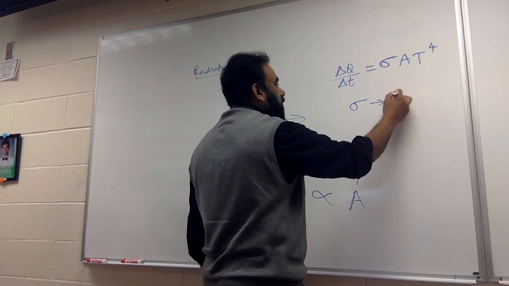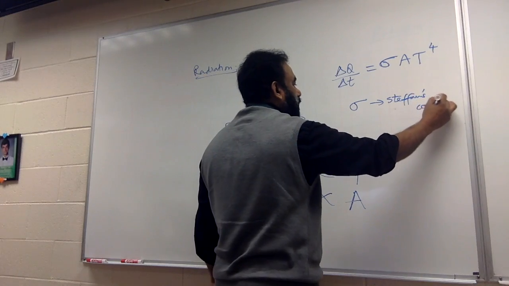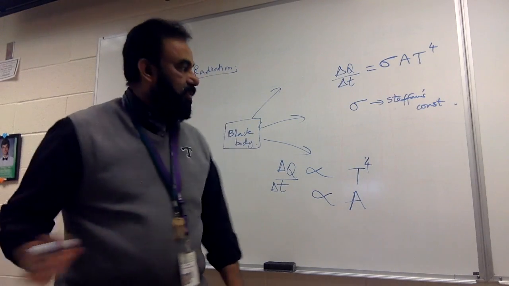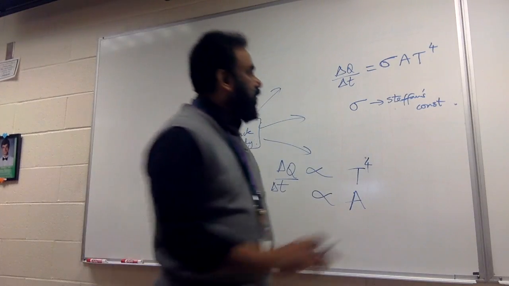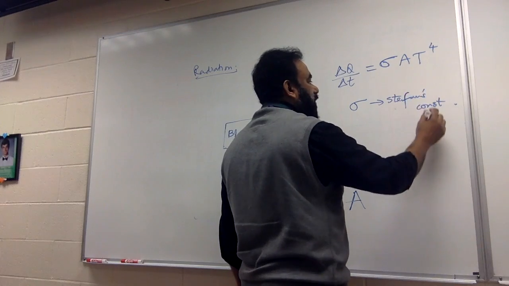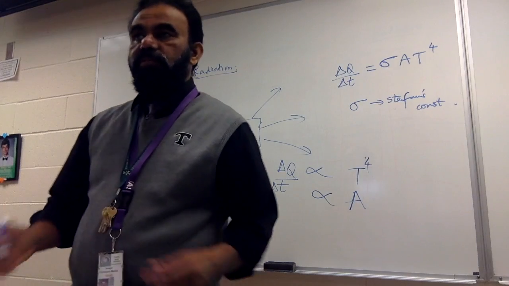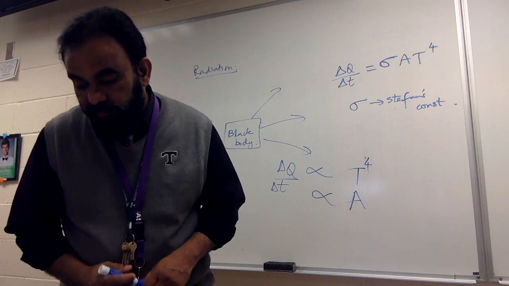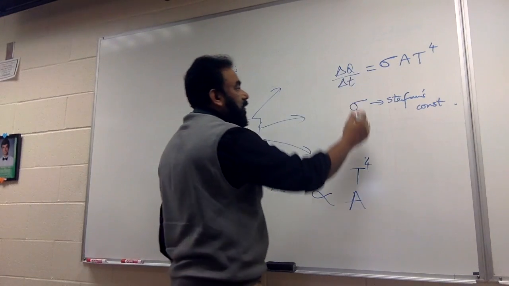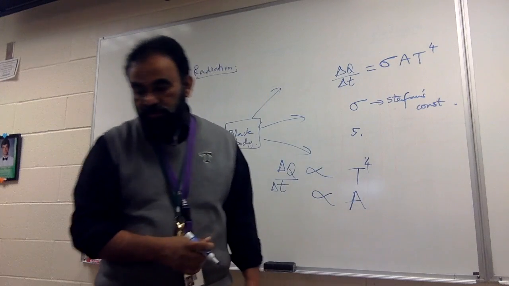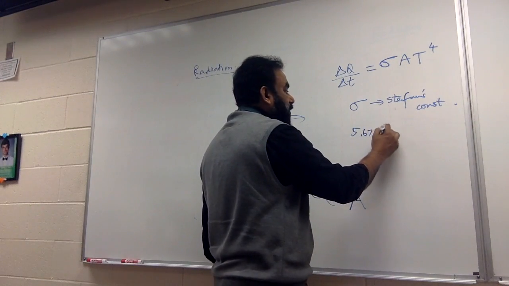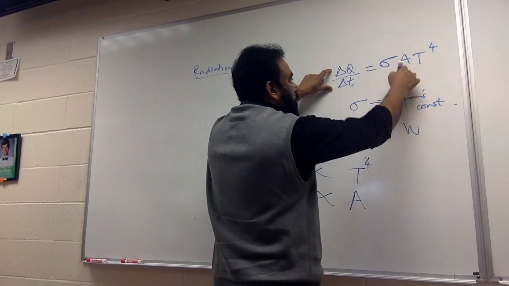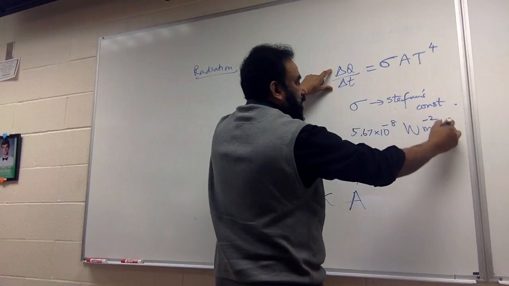The sigma is called Stefan's constant. Sometimes it's called Stefan-Boltzmann's constant. S-T-E-F, only one F. Stefan's constant or Stefan-Boltzmann's constant, because it's named after Boltzmann. And the Stefan's constant is a fixed value, which will be given to you: 5.67 times 10 to the power of negative 8. The unit of Stefan's constant is watt per meter square per Kelvin to the power of 4.